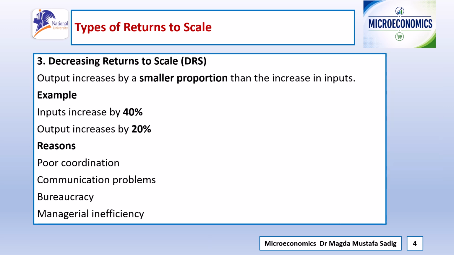Third, decreasing returns to scale. This is the opposite. Inputs increase substantially, but output increases by a smaller percentage. For example, inputs rise by 40%. Output rises by 20%. The firm becomes less efficient. Common reasons include poor communication, management problems, bureaucracy, difficulty coordinating many employees. Large organizations sometimes experience this challenge.